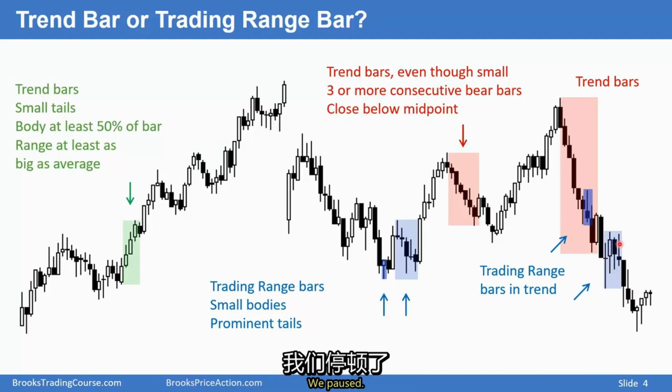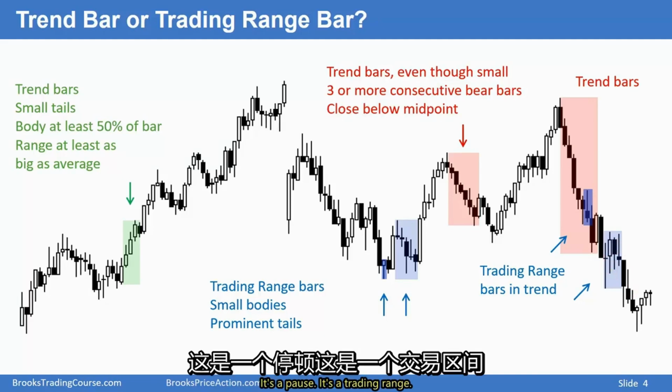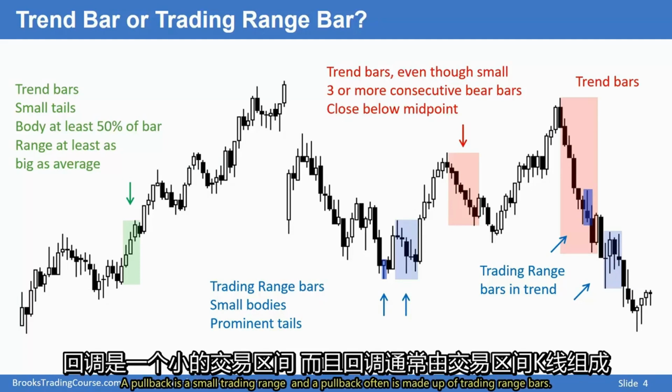We paused. It's a pause. It's a trading range. A pullback. Remember, a pullback is a small trading range. And a pullback often is made up of trading range bars.